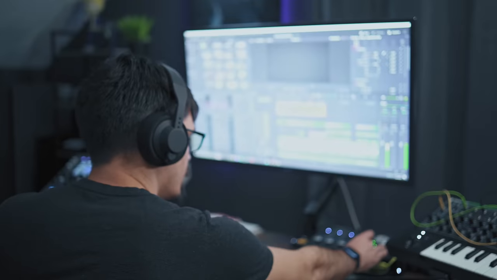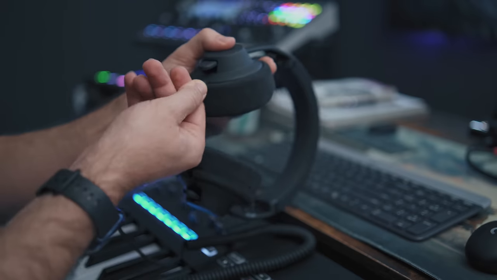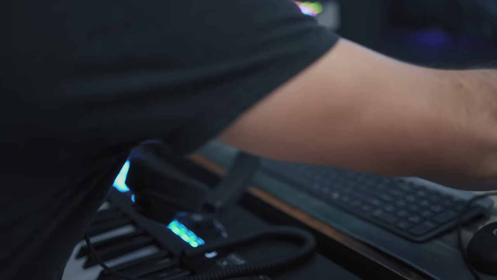The only downside to these for me is that over the wireless connection they only offer 16-bit audio, but of course you could plug them directly into your interface if you want higher quality playback.